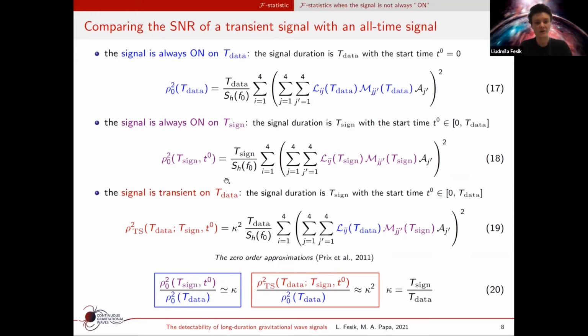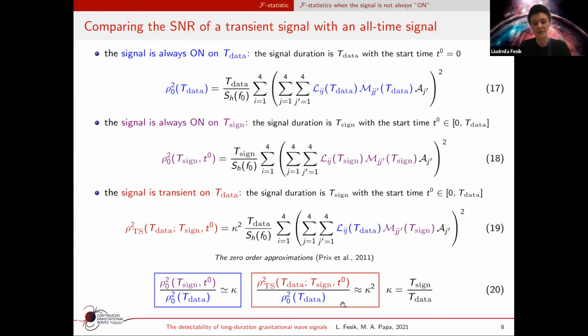And if we consider the signal to noise ratio as a transient signal to noise ratio, then these matrices are a mixture. So we have a covariance matrix computed over the signal duration and decorrelation matrix computed over the data duration. We can put together this SNR, consider the relation. The zero order approximation gives us a simple relation between the SNRs when the signal is always on. And what is more important here for our study is the relation between the SNR of a transient signal divided by the SNR when the signal is always on in the data.